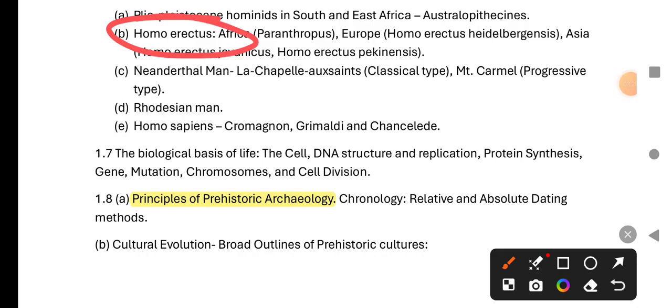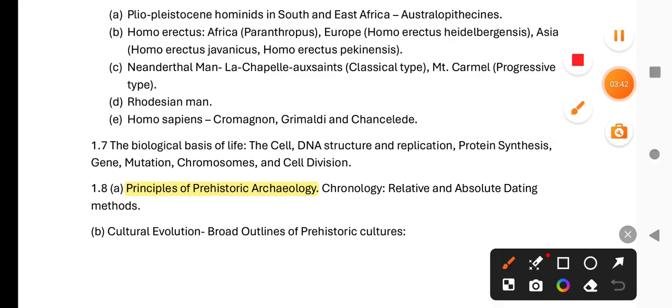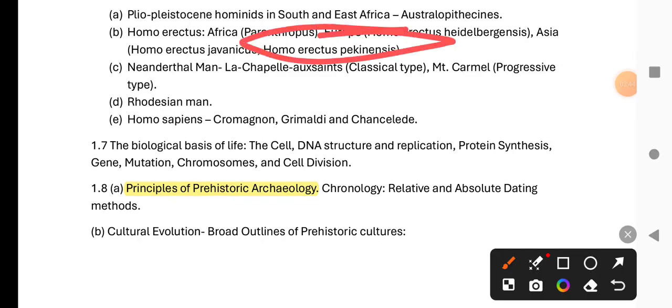Homo erectus man, what are the various kinds that are found in Africa and Europe, that means Homo heidelbergensis, and in Asia, Java man and China man, Pekinensis. China man is Pekinensis, Homo erectus pekinensis.